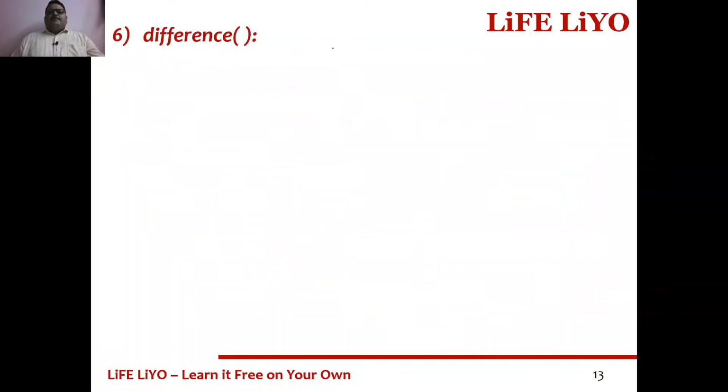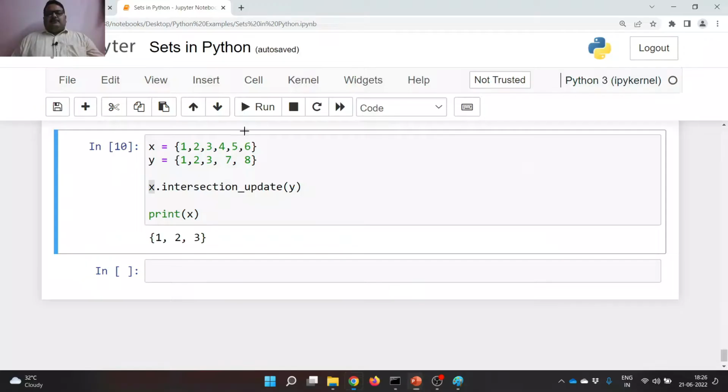Now difference. What do you mean by difference? Difference means simply what in our childhood we learned as A minus B, that is subtraction of two sets. What is it going to return? When you perform A minus B, the elements in B are going to be removed from A, and the unique elements in A are going to be retrieved. That can be done by using the difference method, or we can use the minus symbol. Let us check it out.